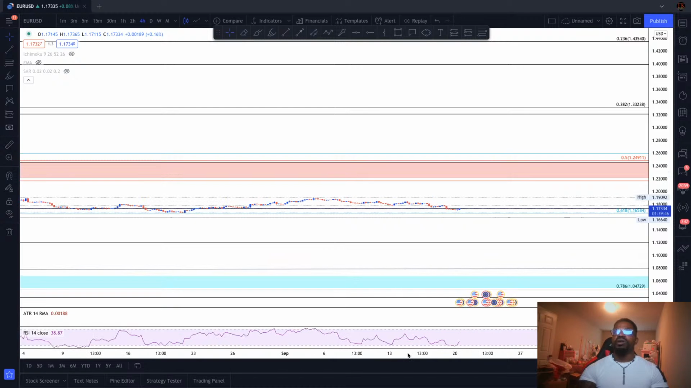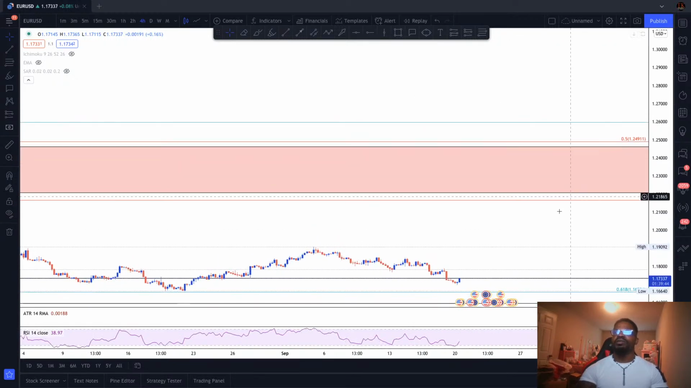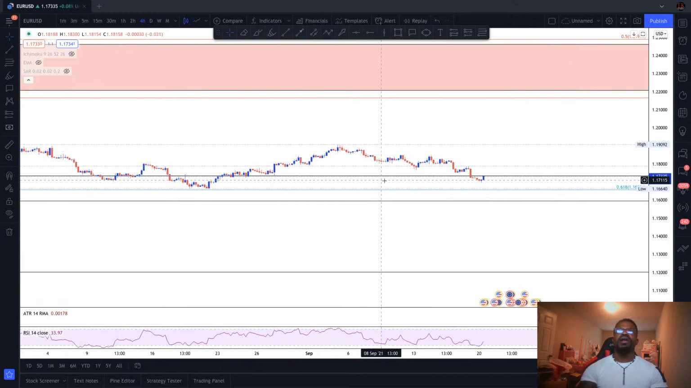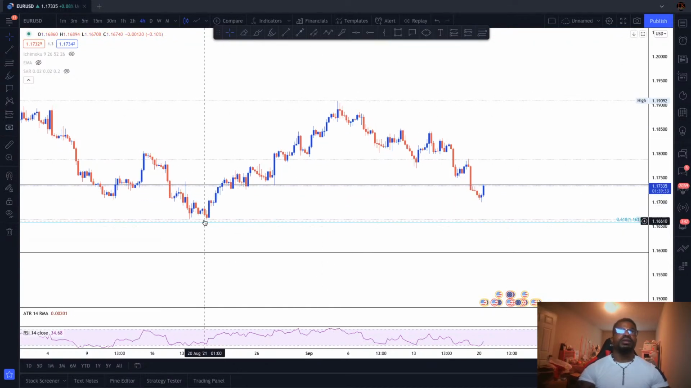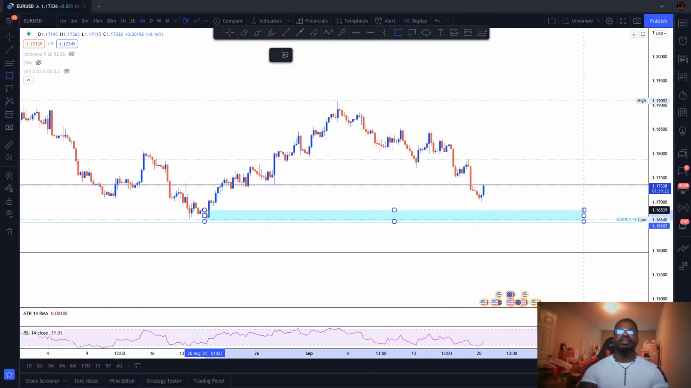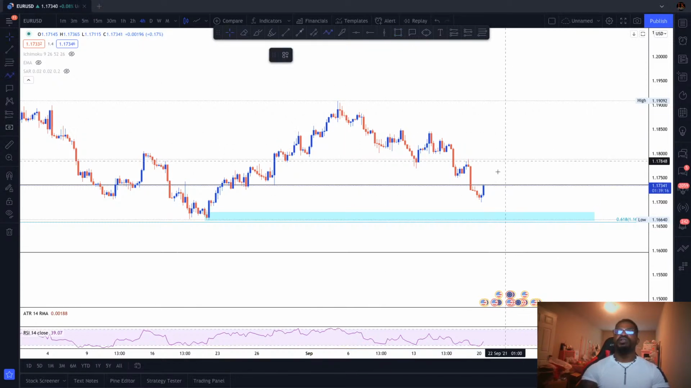Going down to a smaller time frame, let's see what we have. Okay, if I'm not mistaken, this was the 382. I like this. We had a pattern printed right here. If price retests the 618 again without breaking at this level, there's a good chance that we could get that reversal that we're looking for.